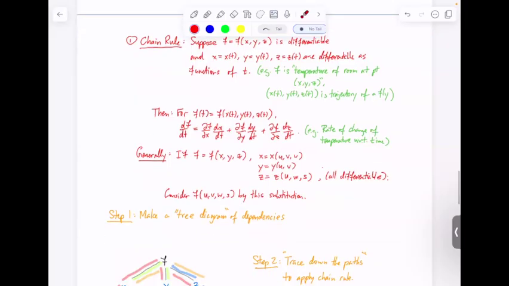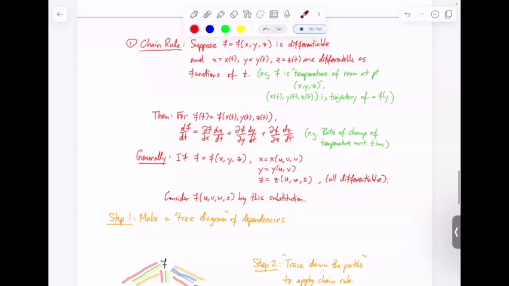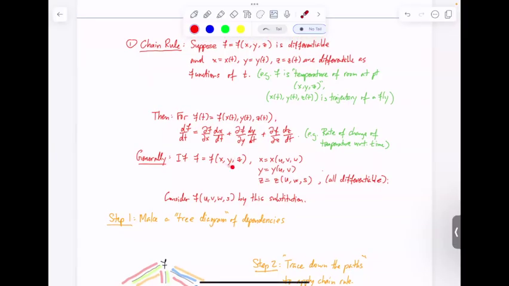Now there's a more general chain rule. For simplicity's sake, let's keep the same function of three variables, and then x, y, and z, instead of being functions of just one variable t, you could say x depends on variables u, v, and w. Let's say y depends on just u and v, and z depends on u, w, and s, where s does not appear in x or y. All right, so you might wonder, what's the example of this?